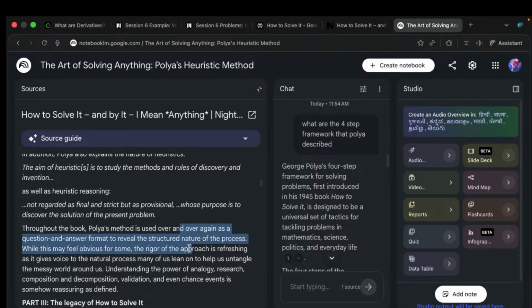While this may feel obvious for some, the rigor of the approach is refreshing as it gives voice to natural processes many of us learn on our own to help untangle the messy world around us.